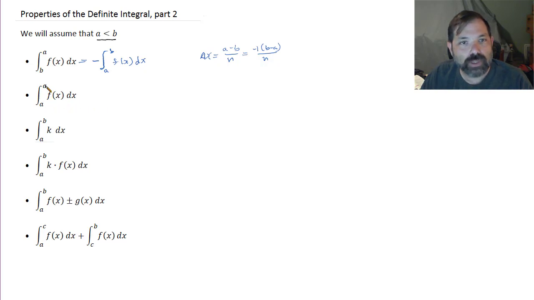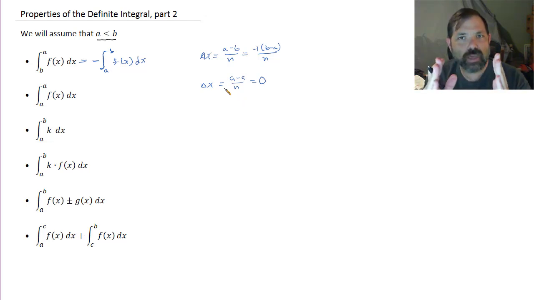All right, similarly here, if we have the integral from a to a of f of x dx, then our delta x here, well, that would be (a minus a) over n, and so that would be 0. And so each of those terms would be times 0, and so in a sense, if we think of the area as being over a width, we've now shrunk the width down to 0, and so there's no area. And so then the integral from a to a of f of x dx is exactly 0.